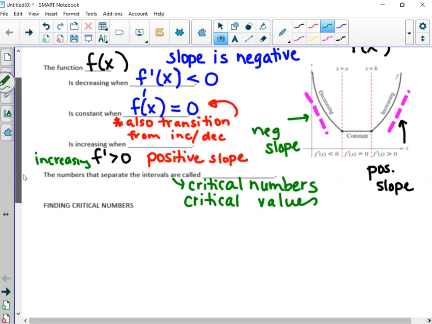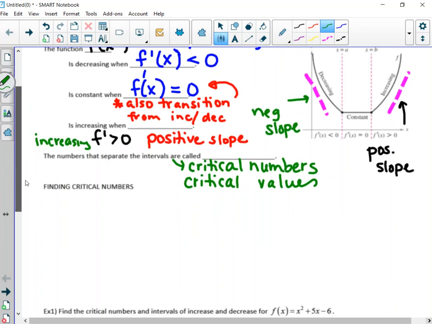Now, critical numbers are super easy to find. Okay. A critical number, or a critical value for a function, are the values where the derivative of that function is equal to 0.